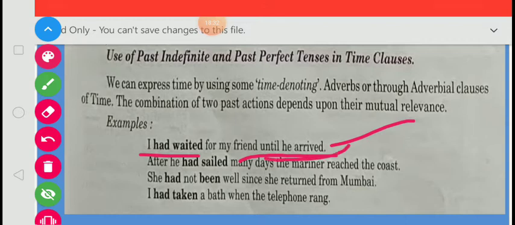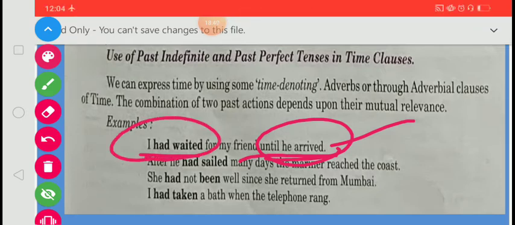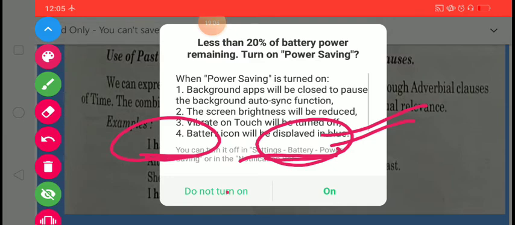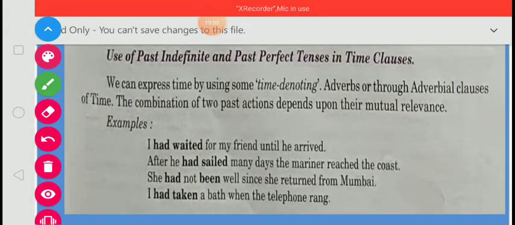And the second part is always expressed in simple past. Must remember, the action which took place first, we express in past perfect tense, and the action which took place later, we express in simple past tense. Okay students, and we also discussed the uses of past perfect tense in the beginning. Okay, let us go through more examples.